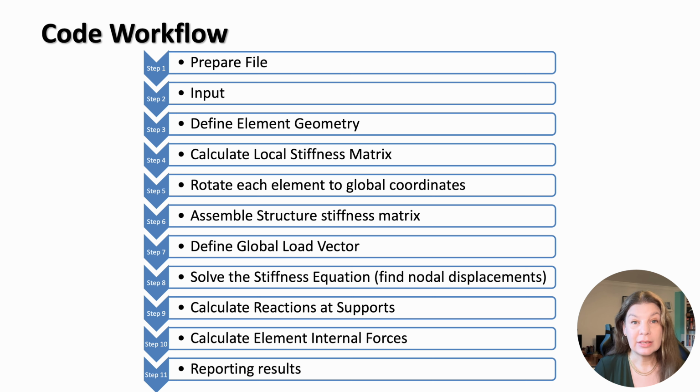The workflow then continues with computing element geometry, forming the local stiffness matrices, rotating each element into global coordinates, assembling the full global stiffness. We then define the global load vector, apply boundary conditions, and solve for the nodal displacements. And finally, we recover the support reactions, compute the internal element forces, and report the full set of results. This workflow is what we'll follow step by step in the coding example.